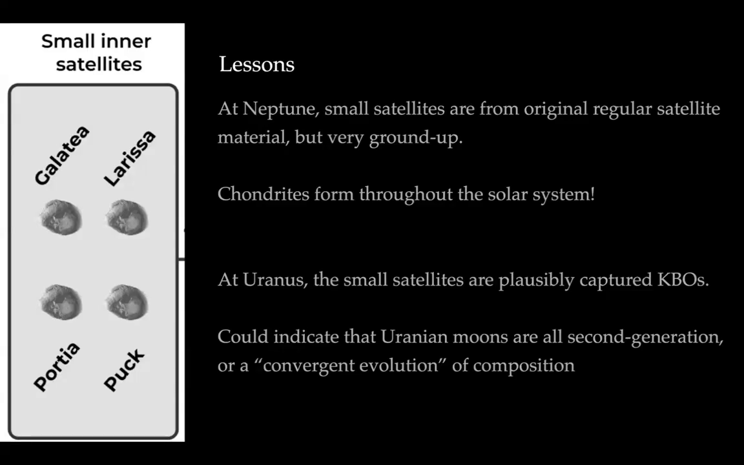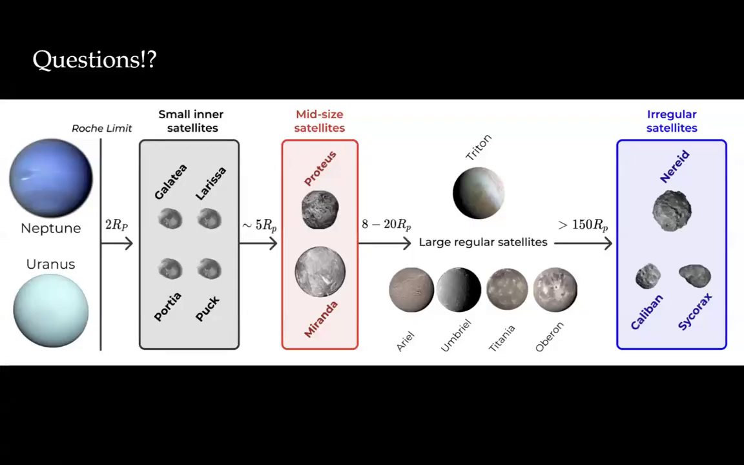But because of the collisions and because of that physics, it does seem likeliest that the small satellites at Uranus are captured KBOs. That does seem like our current best explanation. So I will leave you with that. Any questions?